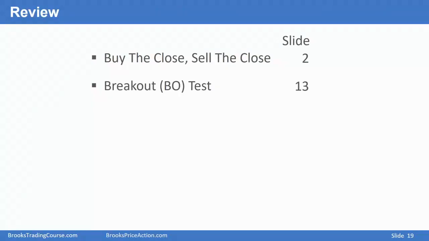In this video, I began by talking about how the closes in a buy the close bull trend can be resistance, and how the closes in a sell the close bear trend can be support. Also, whenever the market breaks out and comes back to test the breakout point, that can be support in a bull trend and resistance in a bear trend.